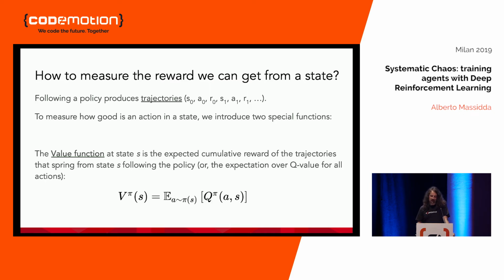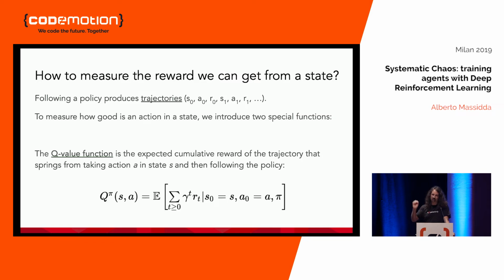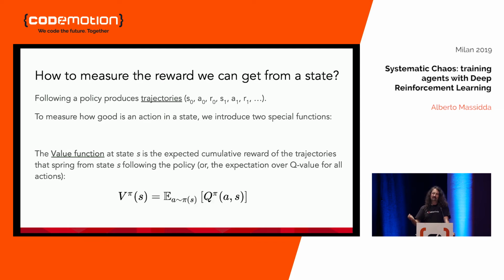The second function, the value function, emits a score for how good an action was in some state. This one instead emits a score for the total value of the current state I'm in. So it's the expected cumulative reward of all the trajectories that may stem from that node. Or in other words, it can be the expectation over all the possible Q values for all the actions I can take in some state.